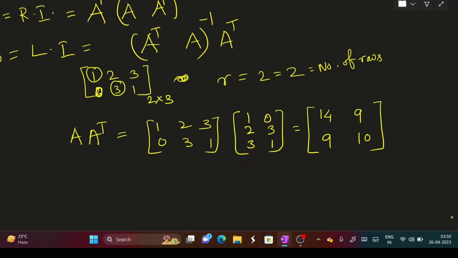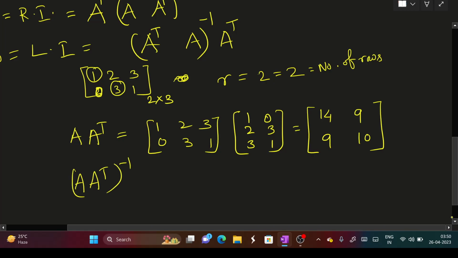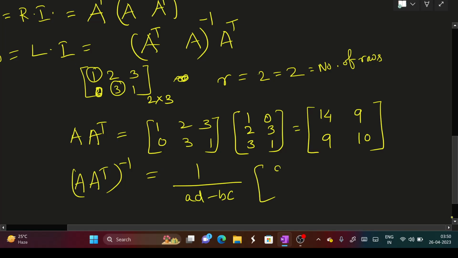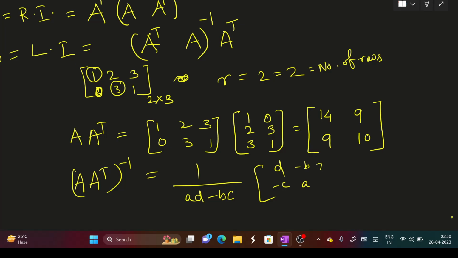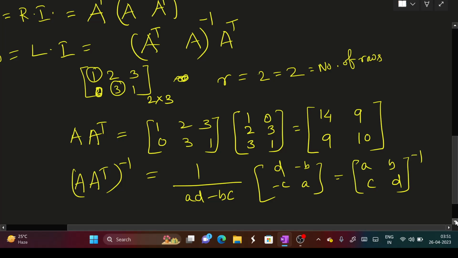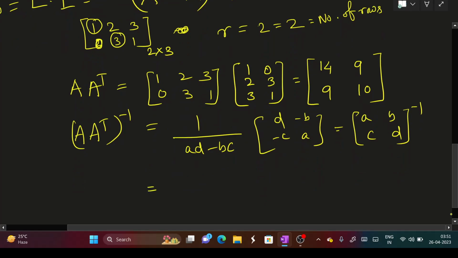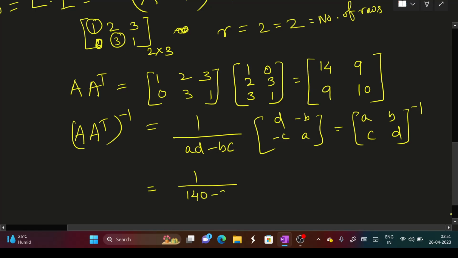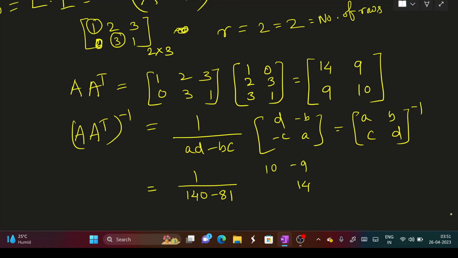Here, how to find its inverse? We know the inverse of any 2 cross 2 matrix can comfortably be obtained using a formula. What is that formula? 1 by AD minus BC, then D, A, minus B, minus C. This is the formula for the inverse of the matrix with entries A, B, C, D. Now let us substitute the values: 1 by 140 minus 81, and then 14 replaced by 10, minus 9, minus 9. This is the inverse.